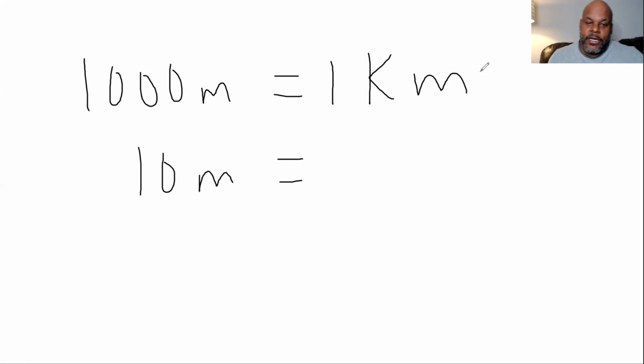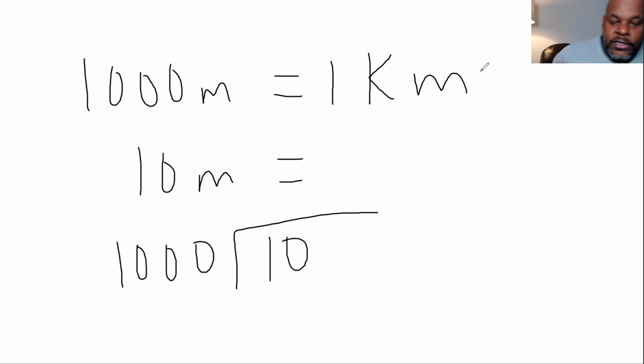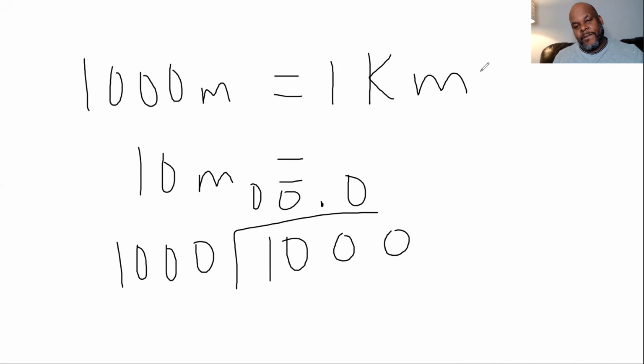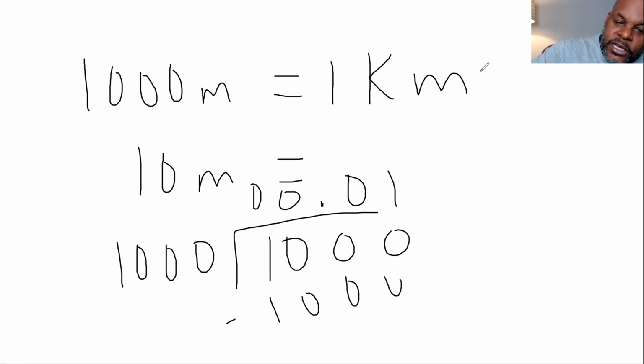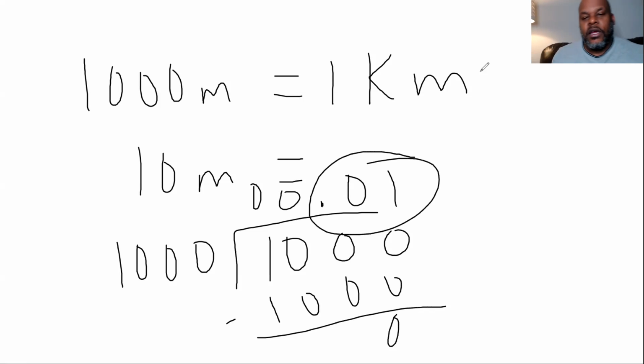All right. Same concept. So now we're going to divide 1,000 into 10. Can 1,000 go into 1? No. Can 1,000 go into 10? No. Put a decimal there. Can 1,000 go into 100? No. Can 1,000 go into 1,000? Yes. Minus 1,000. Answer 0. So 10 meters is equal to 1/100th of a kilometer. Let's go back to our chart.